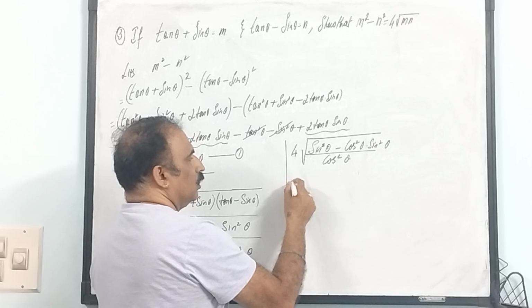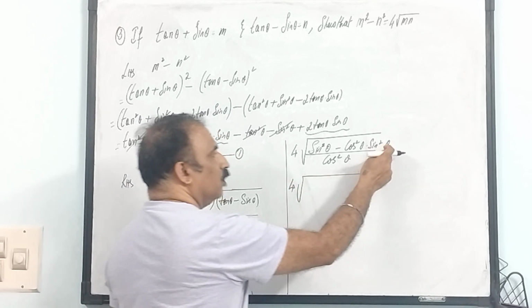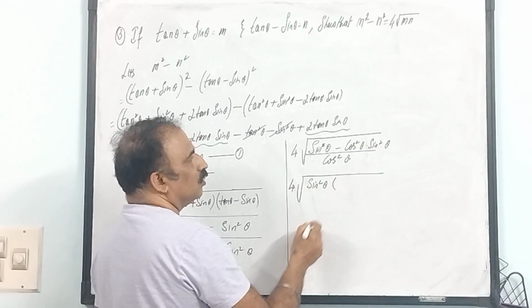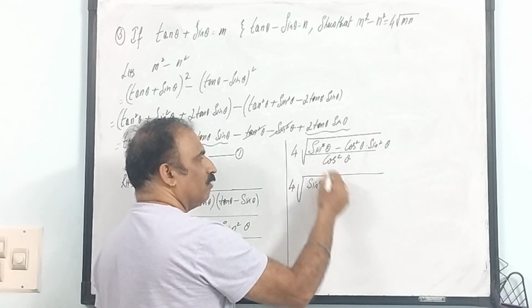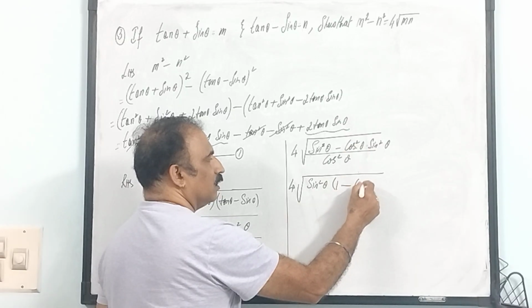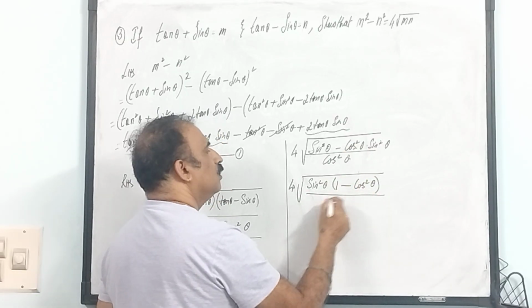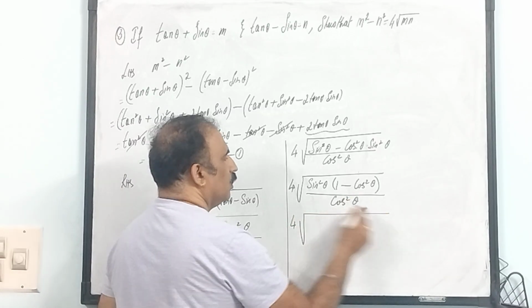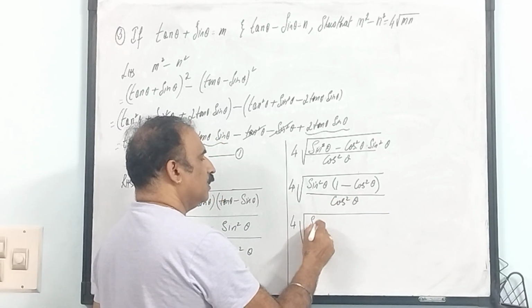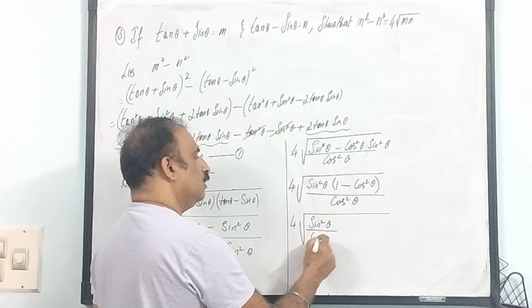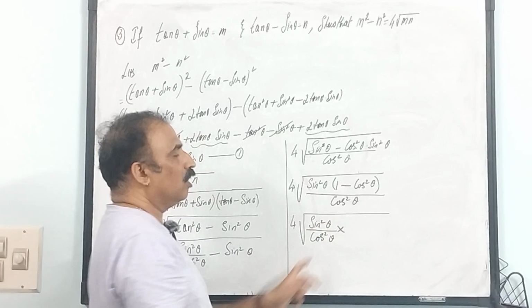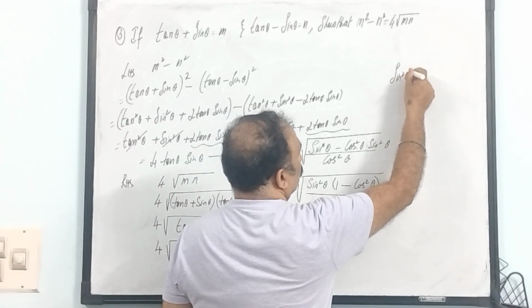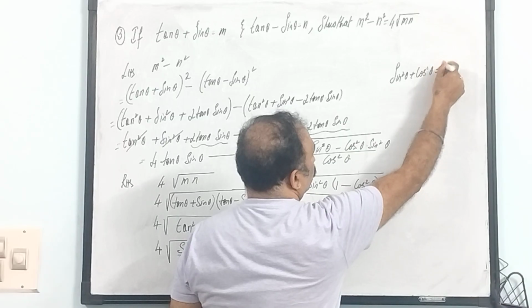Continuing the 4 root of, in the numerator you have got a common factor, that is going to be sine square theta. Bracket you are going to be left out. If I take out sine square theta common, here 1 is left, minus cos square theta, divided by cos square theta here. Now further, 4 root of, these two I will combine together, that means I can write it as sine square theta divided by cos square theta into, according to the first identity, sine square theta plus cos square theta, value is going to be equal to 1.